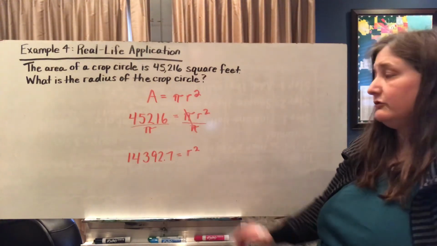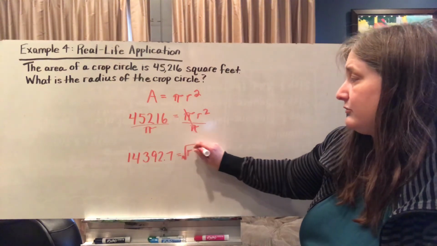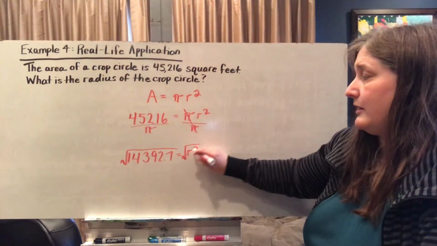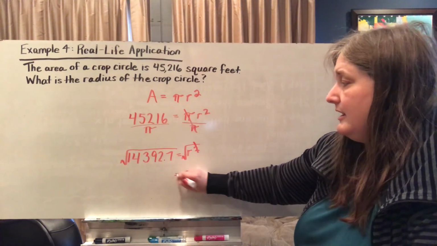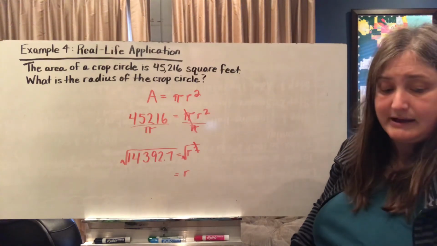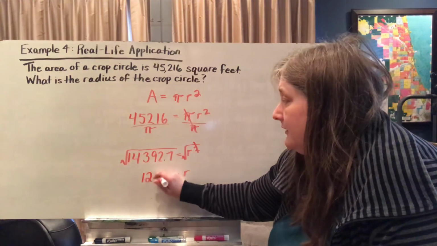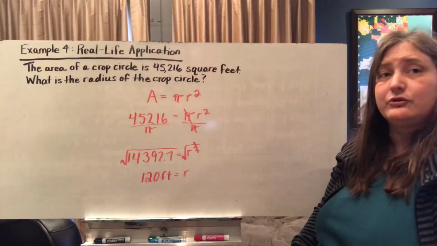So to get rid of a square, the inverse of a square is square root. So I'm going to do the square root of each side here. Now square and square root cancel each other out, so I'm just left with r here. And I'm going to do the square root of 14,392.7, which is approximately 120. So the radius is about 120 feet.